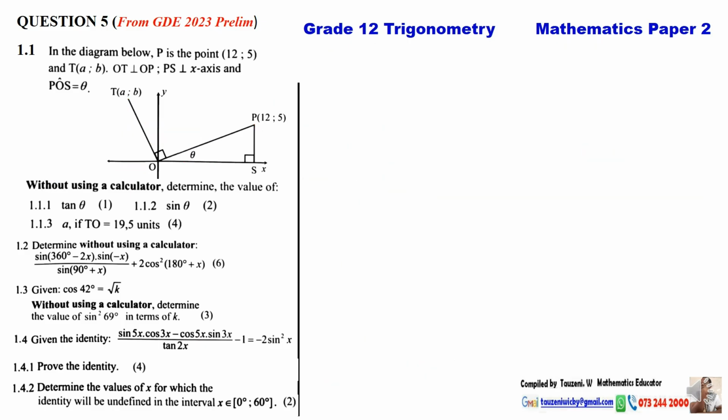All right, question number 1.3. Right, this one is a very cute question. We have the cosine of 42 degrees is equal to the square root of k, and then the question says you need to find what is the value of sine squared 69 degrees.